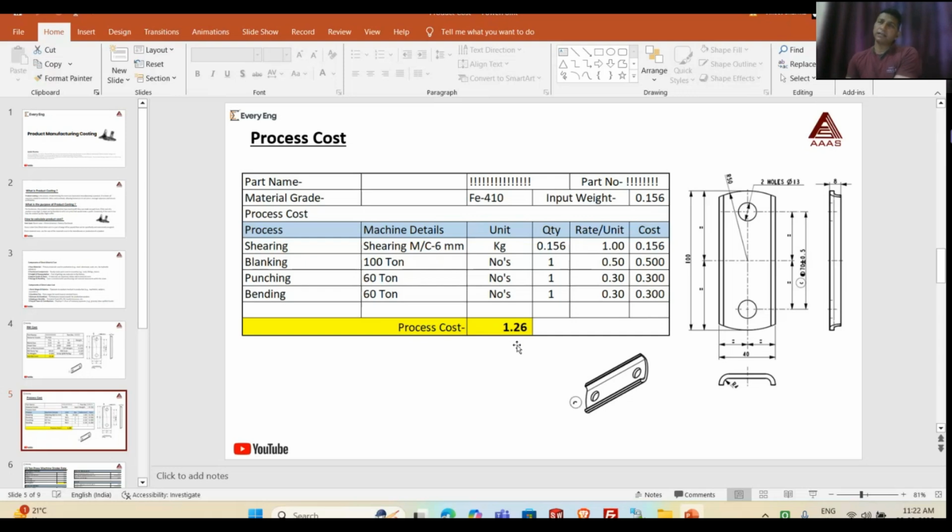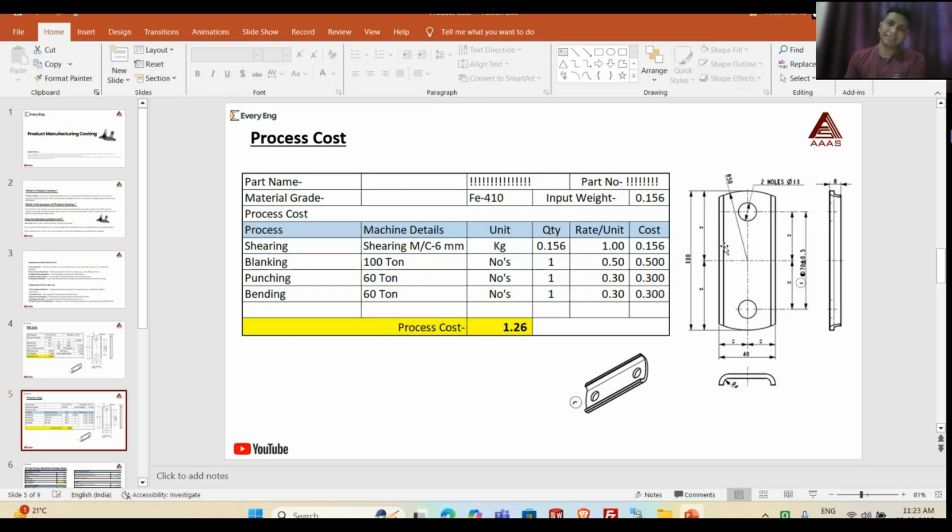So now one question generates in our mind. Alok ji, why... Yes sir, my one question is how we define this: for 100 ton 50 paise, 60 ton 30 paise. Is there any back calculation? Yes, definitely, during this session we will also discuss back calculation.